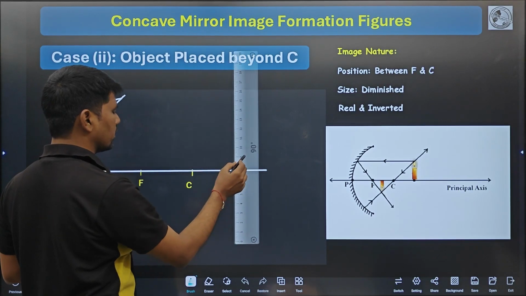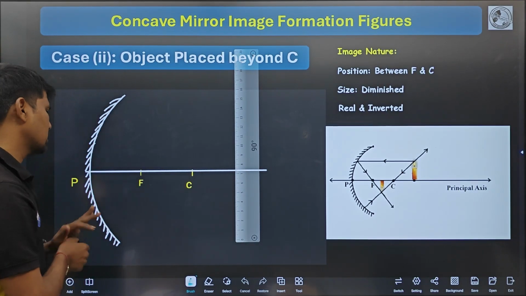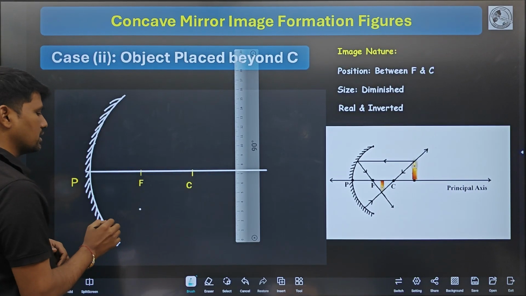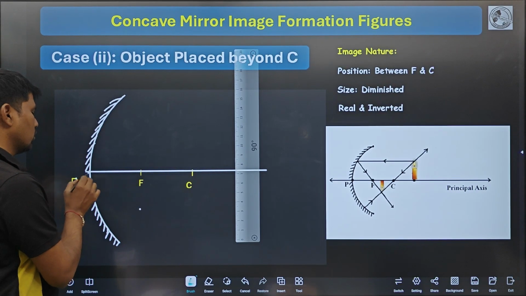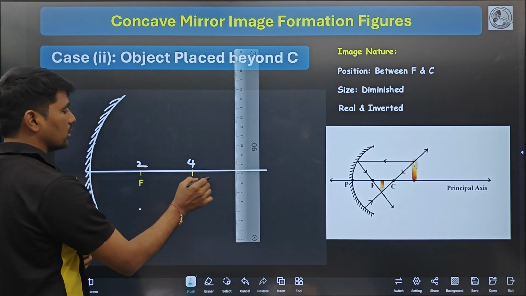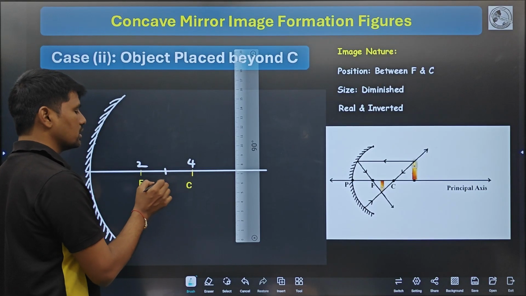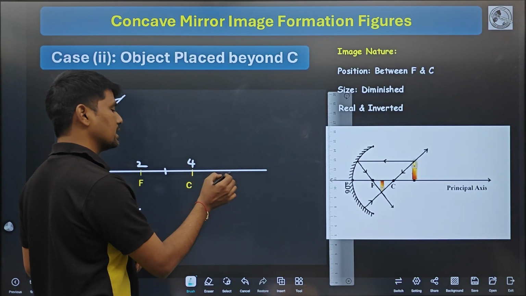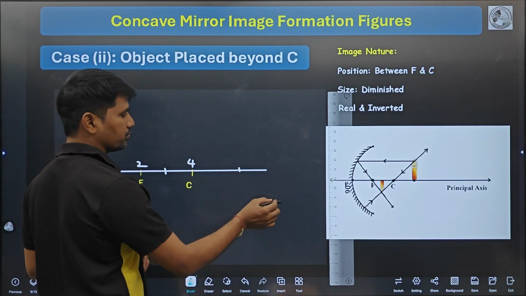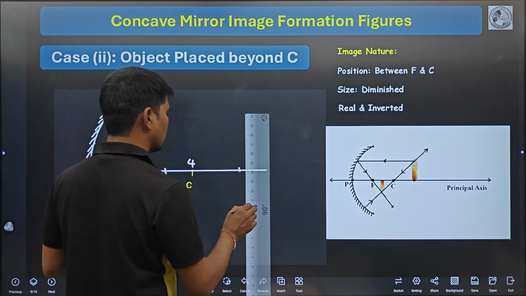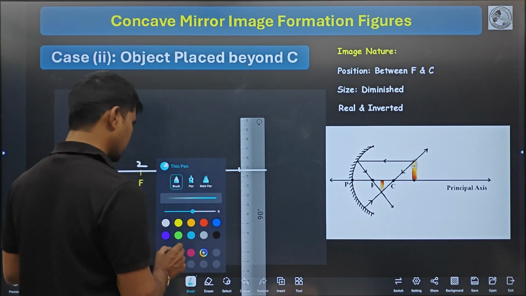Beyond C, we have to take values also, right? I'm showing you for understanding purposes. The pole is at 0, this is at 2, and this is at 4. Between 2 and 4 is 3, right? So that's why at 6 centimeters you take the object. Why I'm telling these numbers is so you'll get a clear picture.